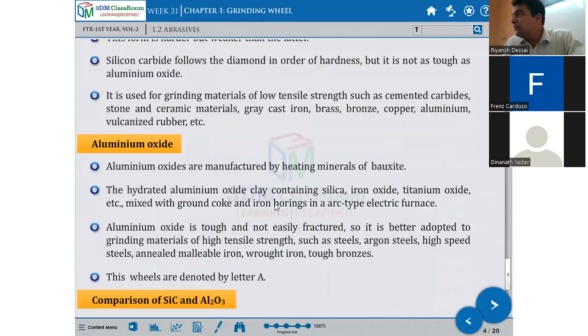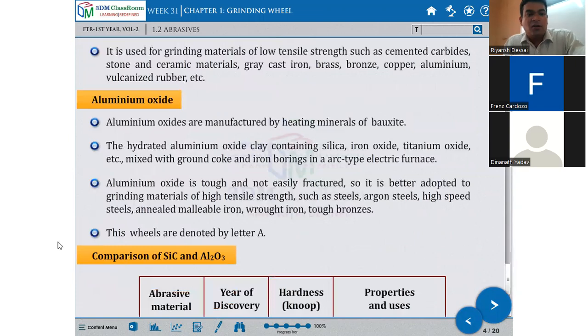The second artificial abrasive material is aluminum oxide. Aluminum oxide is manufactured by heating the metal ore bauxite. Hydrated aluminum oxide contains silica, iron oxide and titanium oxide, mixed with ground coke and iron borings in an arc-type furnace. Again, it is put in the furnace, both silicon carbide and aluminum oxide. We use a furnace to produce both types of artificial abrasive.